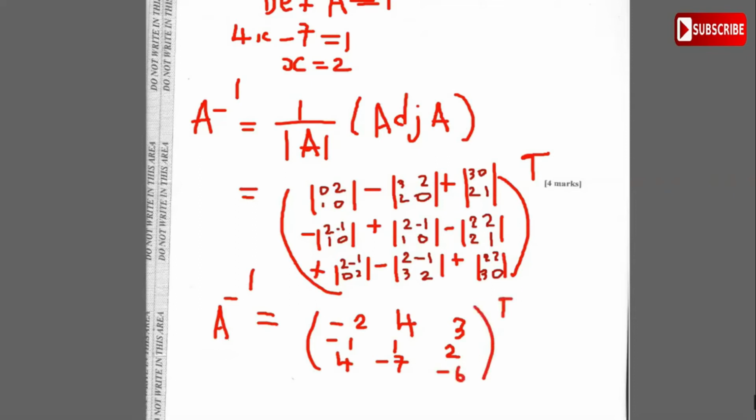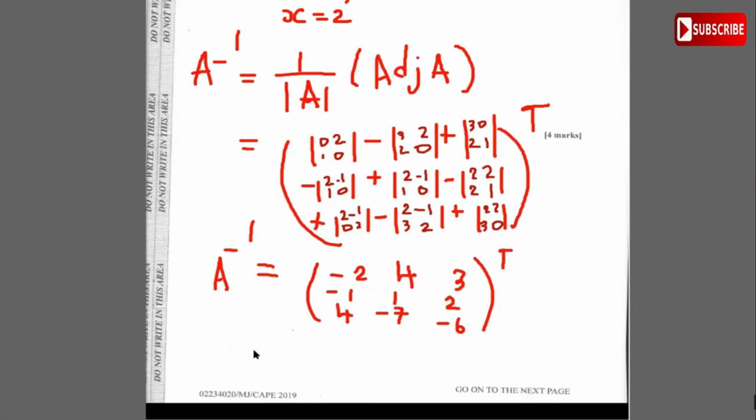Let's transpose it. So transposing it, finally we get that A inverse is going to be minus 2, minus 1, minus 4, 4, 1, minus 7, 3, 2, and minus 6. Nice.